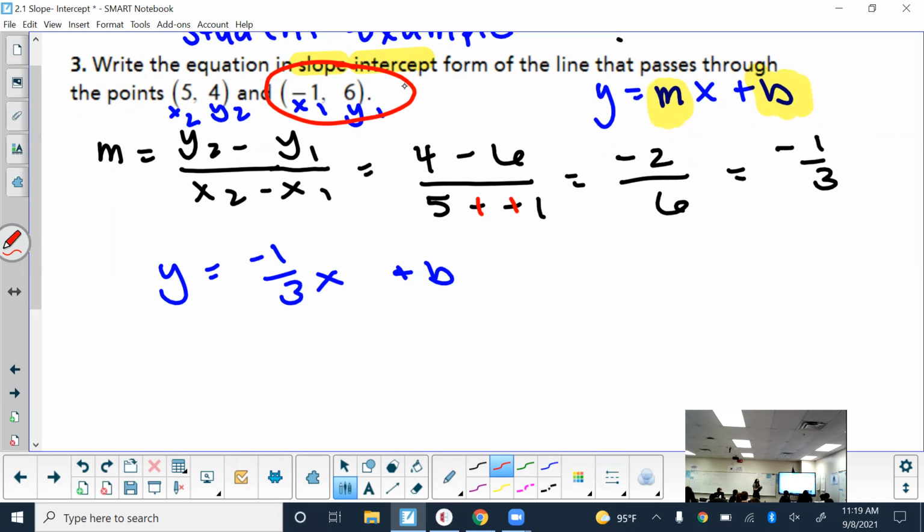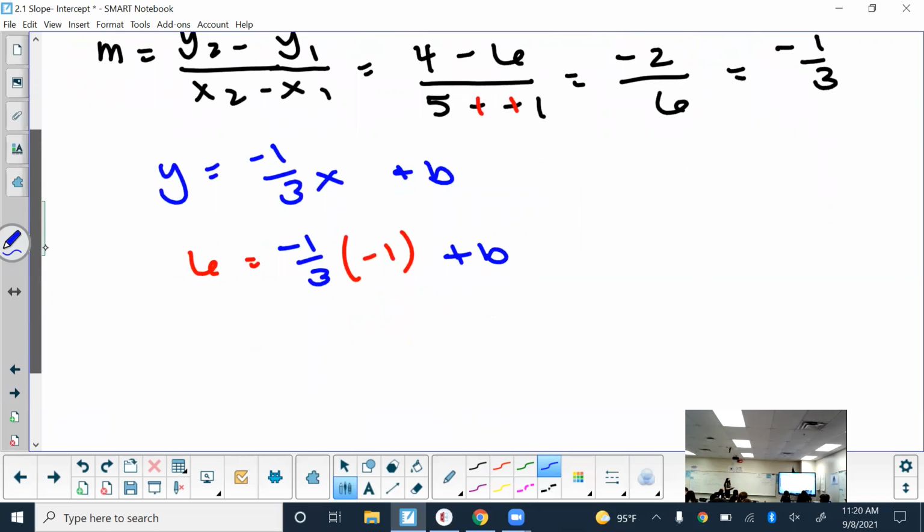So if I use this point and I plug it in so that I can solve for b, what's going to be my y? Six, good. Equal to negative 1/3 times x. What is x? Negative one. We got the negative 1/3 from here. And then plus b. Now that b is the only variable, we can actually solve it. Does that make sense?